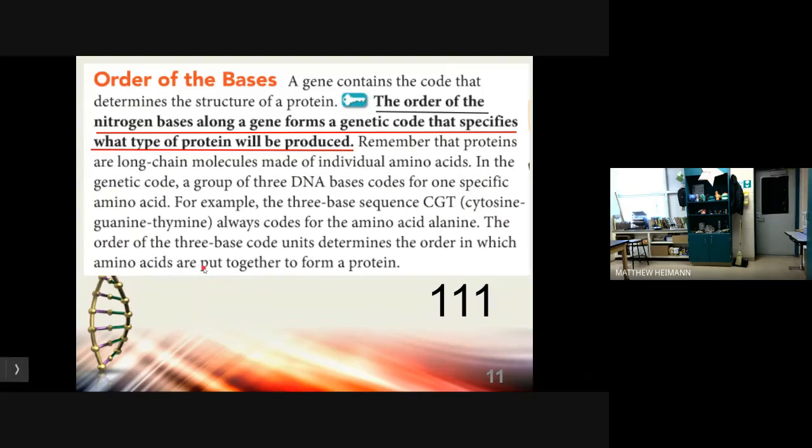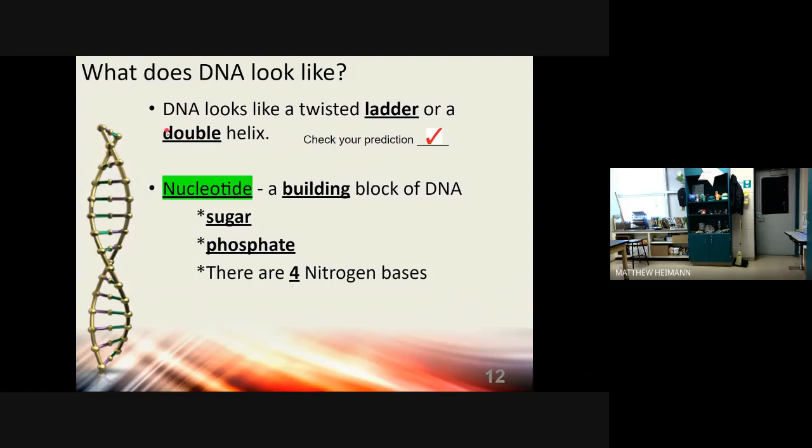All right, order of the bases. A gene contains the code that determines the structure of a protein. The order of the nitrogen bases along a gene forms a genetic code that specifies what type of protein will be produced. All right, so what does DNA look like? DNA looks like a twisted ladder or a double helix.